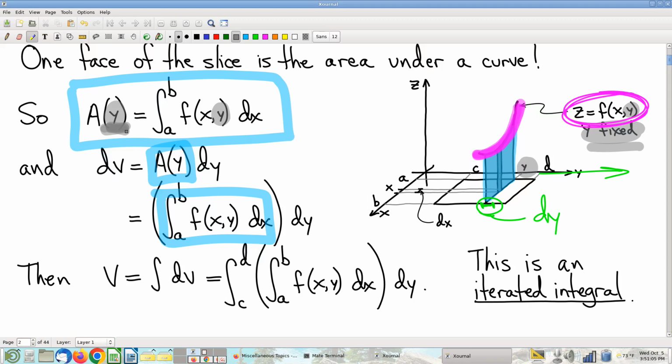Yeah. Everybody? Yes, question? So if you're going to do the same thing for x, would you just switch everything around?